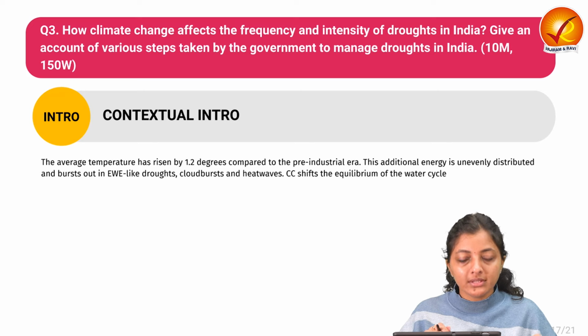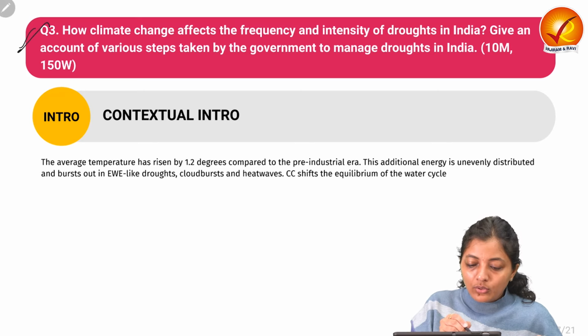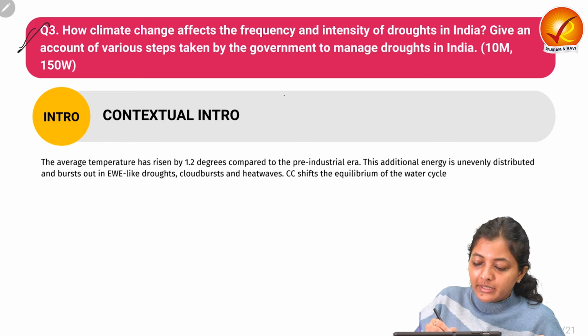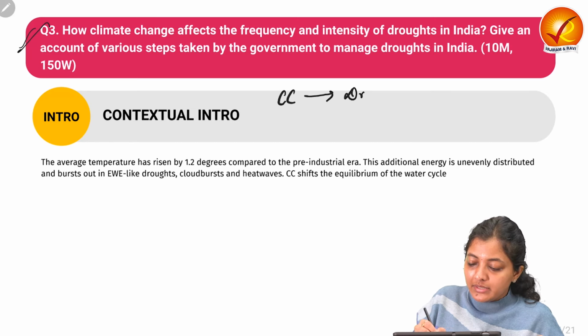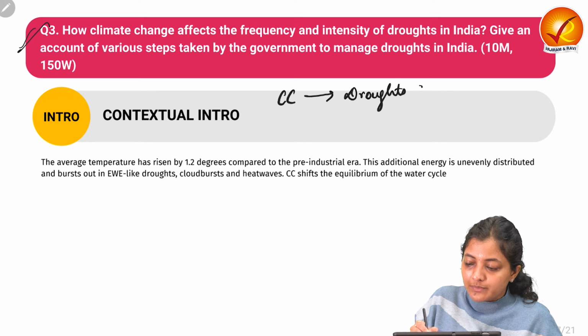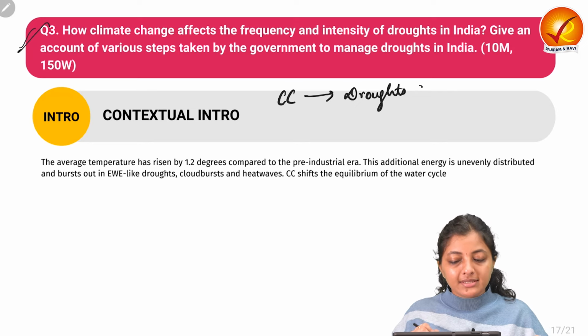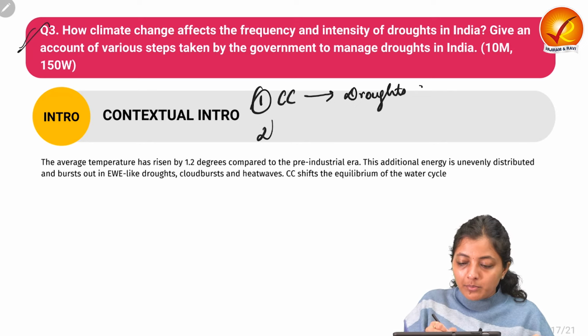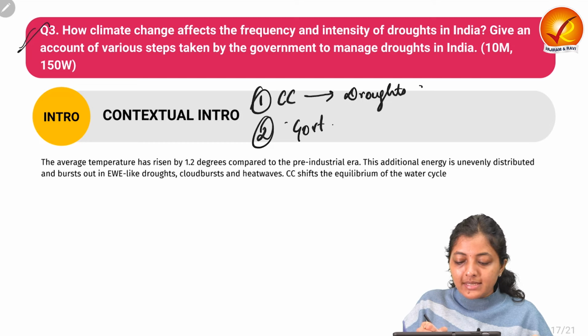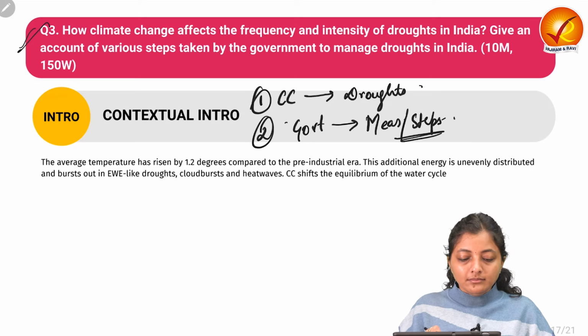Now let's move on to the third question. How does climate change affect the frequency and intensity of droughts in India? Climate change and its impact on droughts. Give an account of the various steps taken by the government to manage droughts. Means the second part, we have to write about the governmental measures or the steps to manage droughts.